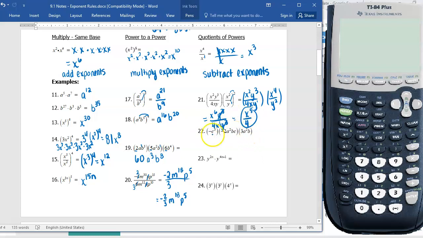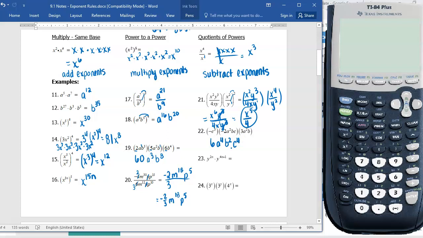For 22, I'm going to multiply my coefficients. So negative 1 times negative 2 times 3 is going to give me a positive 6. If I look at my a's, I've got 2 a's here and 2 more a's here, so I'd get a to the 4th. For my b's, I've got 1 b here and another b here, so I'd get b squared. And for the c's, I've got c to the 3rd, 1 c here, so that's going to be c to the 4th. And that would be my answer.